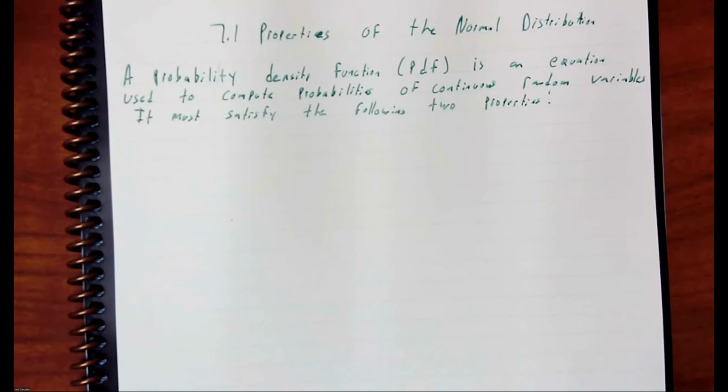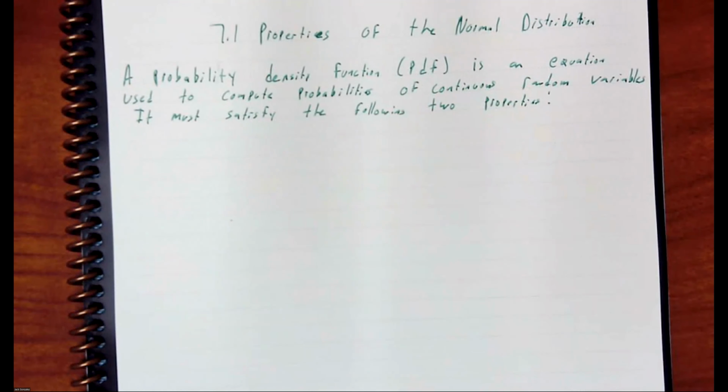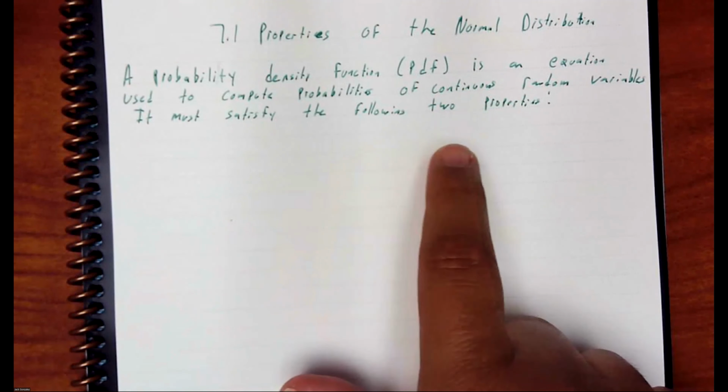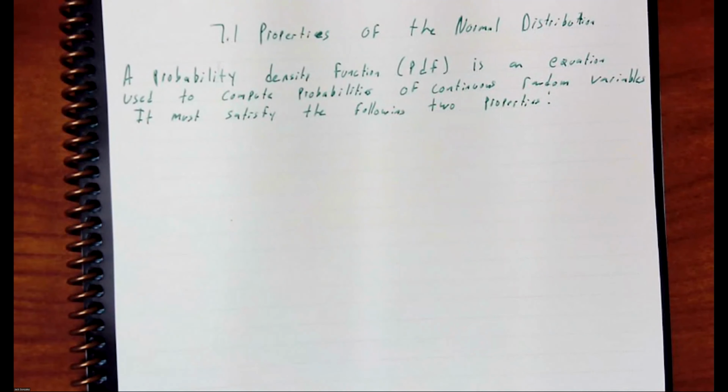Okay, so 7.1 is the properties of the normal distribution. So let's first define the density function. The probability density function, also called PDF, not the program, but this type of function. This is an equation used to compute probabilities of continuous random variables. In order for it to be a PDF, a normal type, it needs to satisfy the following two conditions.